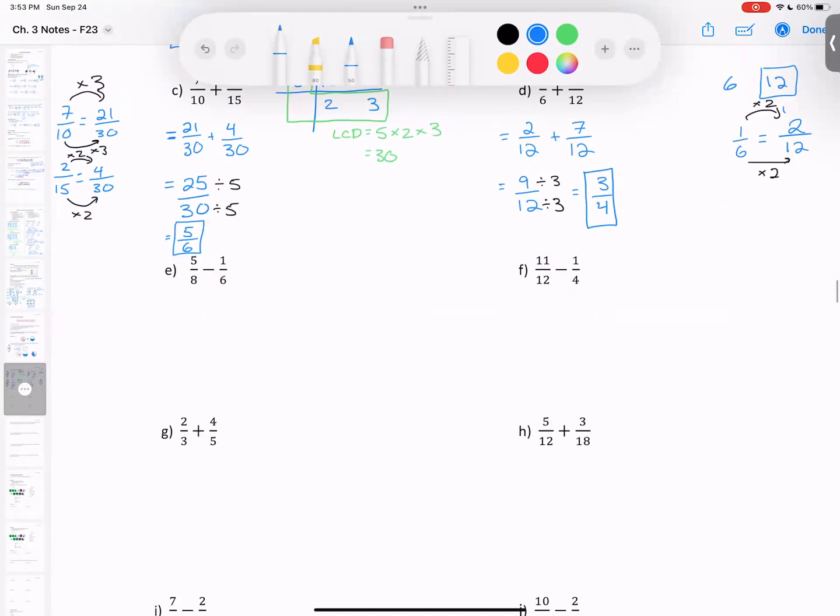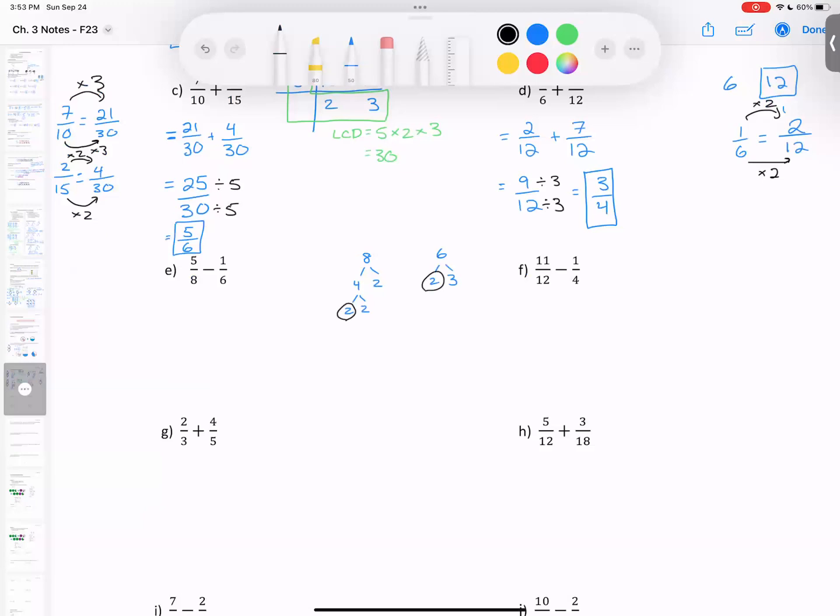Okay, next one. Now we get into some subtraction. Same principles apply. So I'm looking for the LCD of 8 and 6. Let's do the tree method. So 8 is 4 times 2. 4 is 2 times 2. 6 is 2 times 3. Let's see what we have in common. We have 1, 2 in common, and that's it.